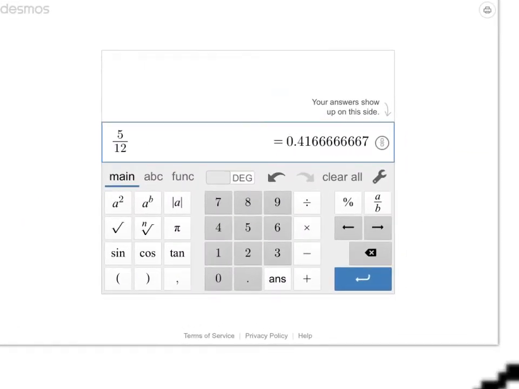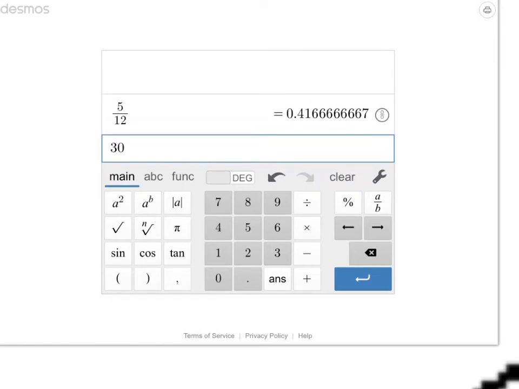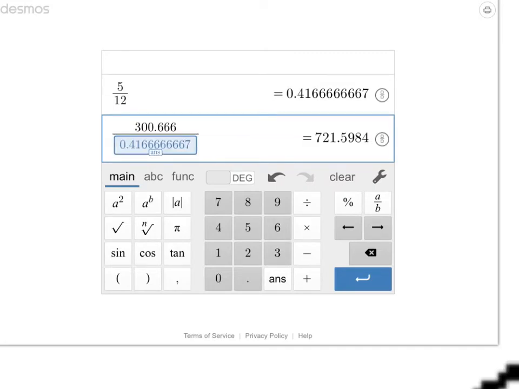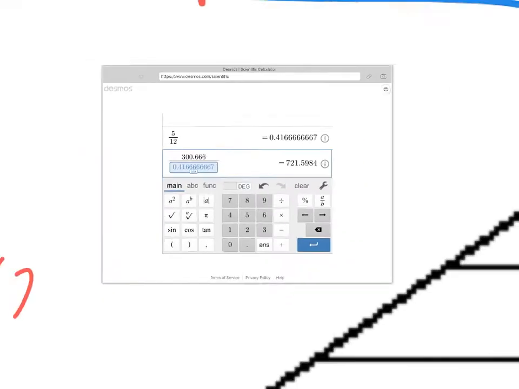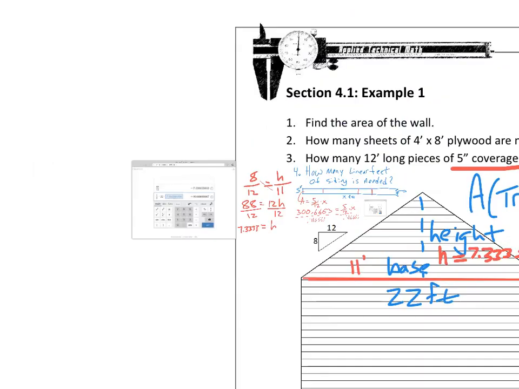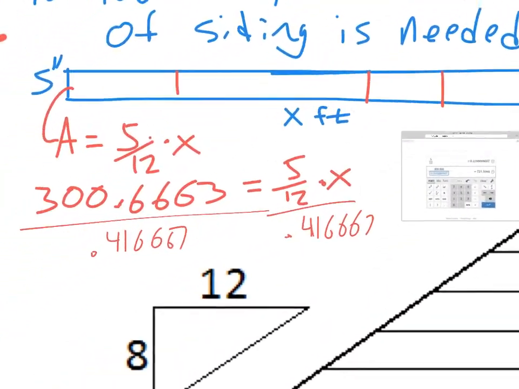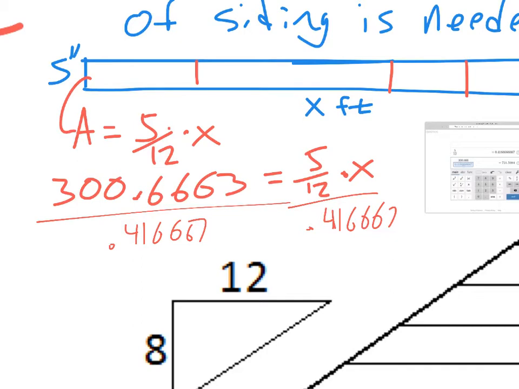So if we take 300.6 and divide that by 0.416, we get 721.59. So what that tells us is that we would need that many feet, 721.59 feet. And so that would be x, which we want to round to 722 feet.